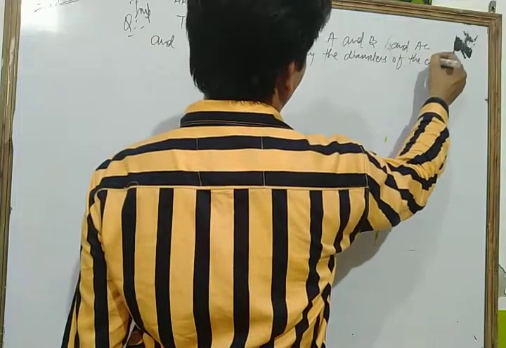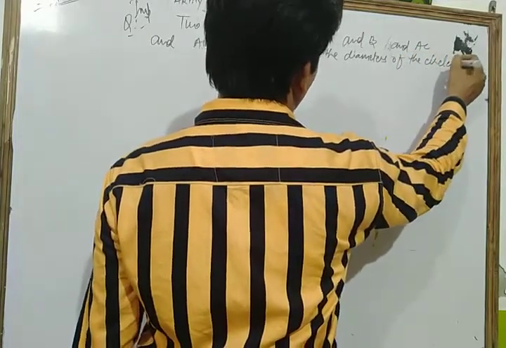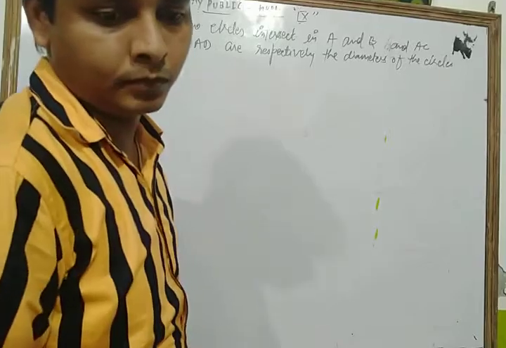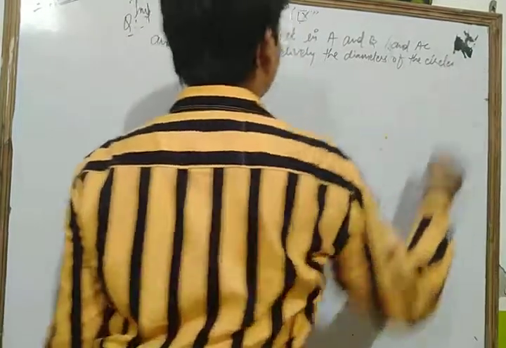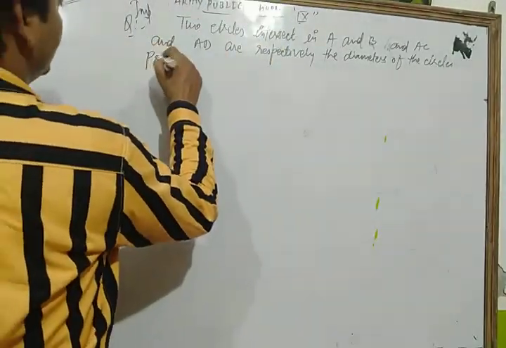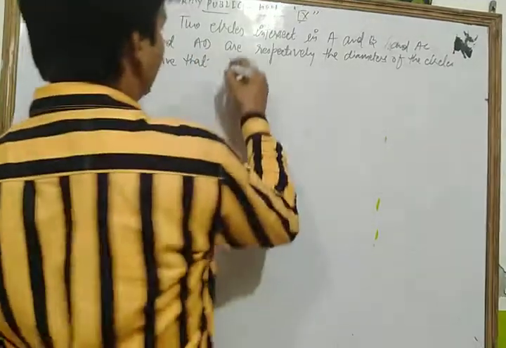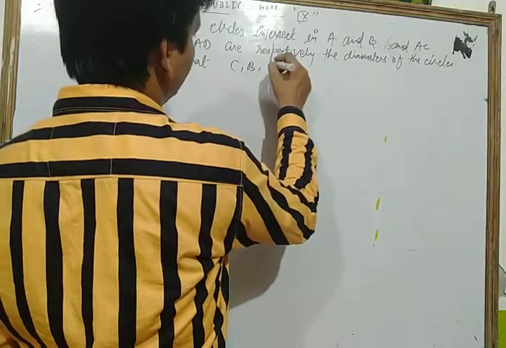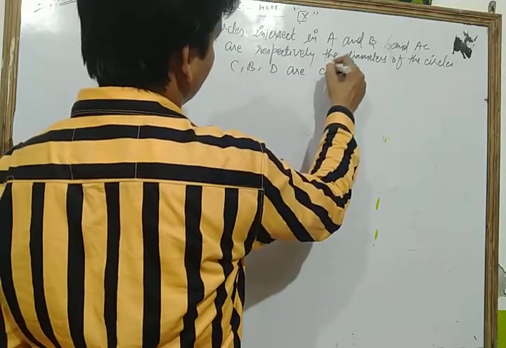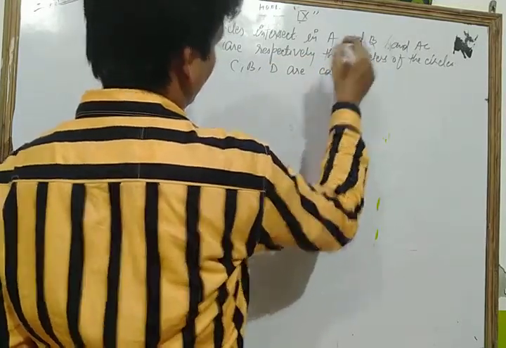Diameters of the circles. Prove that C, B, D are collinear.